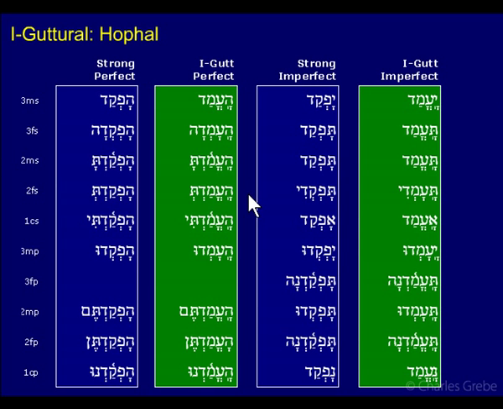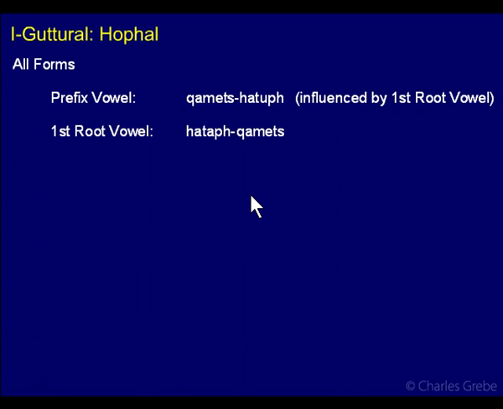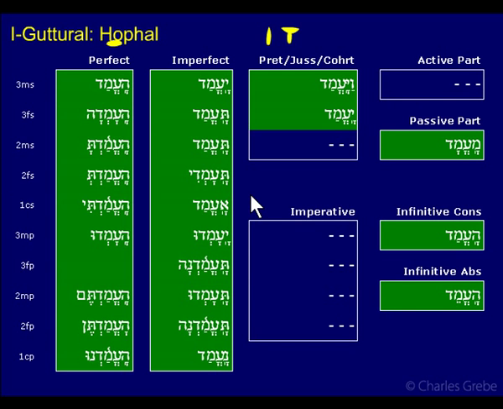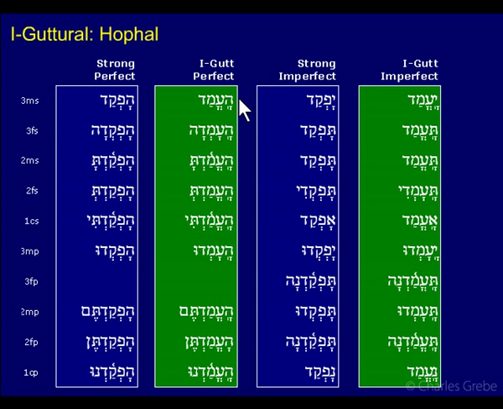and here, this is my last slide. Here I'm comparing the perfect and the imperfect between the strong and the first guttural. And remember, go back to our big chart here, with the Hophal, and the same with the Puel, it's the same pattern throughout all the forms. So the same theme vowel, patach, patach, the same prefix vowel, kametz hatuf, kametz hatuf. Okay? So the passages are easier that way, because you have the same vowel pattern going through all the paradigms.